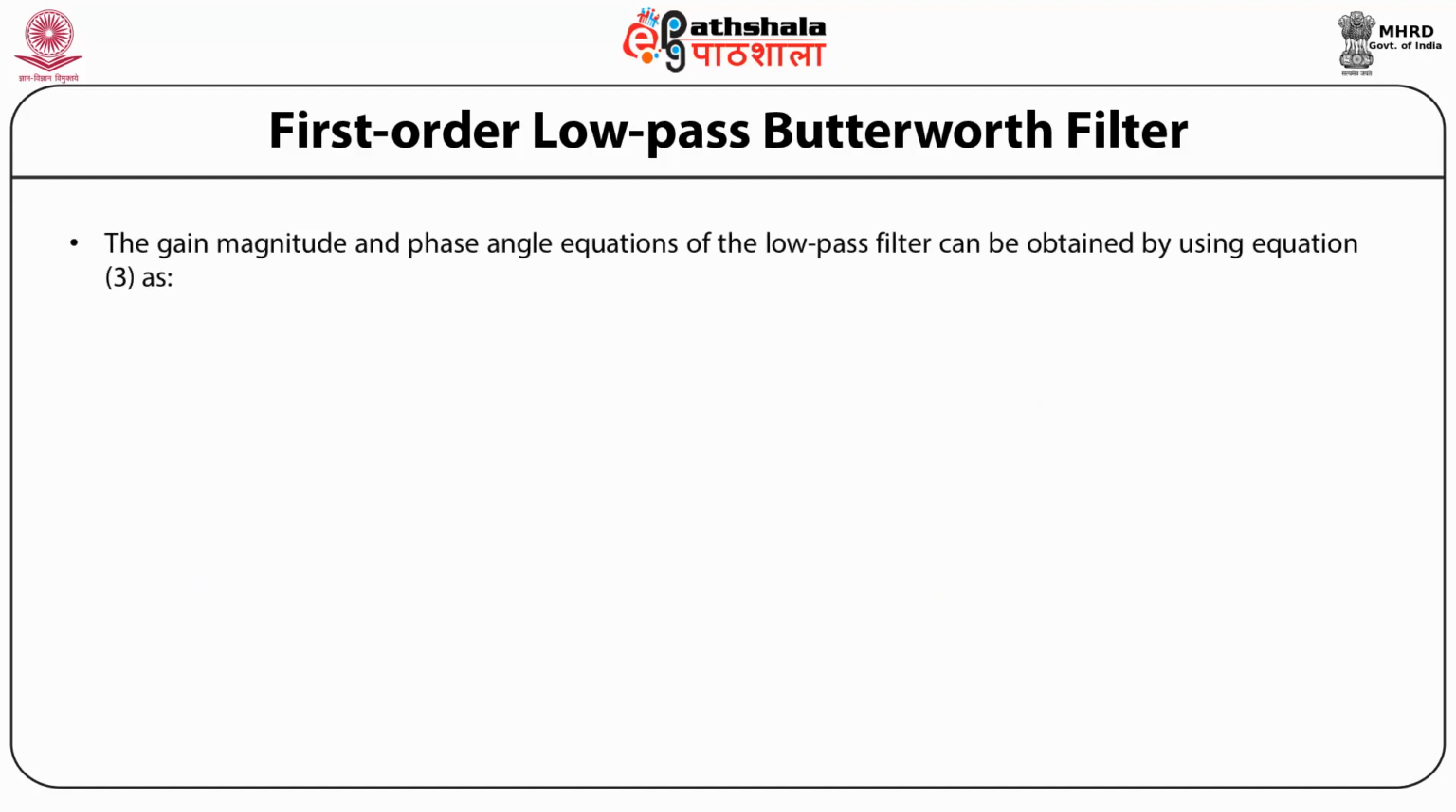The gain magnitude and phase angle equations of the low pass filter can be obtained from the equation for the ratio of output to input voltage as |V0/Vin| = AF / sqrt(1 + (f/fH)²). The phase φ = -tan⁻¹(f/fH).